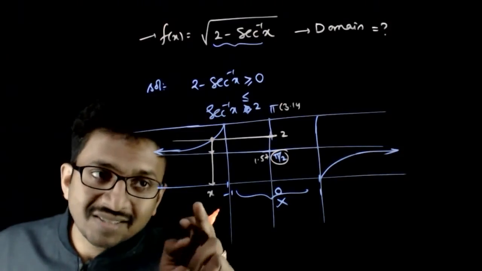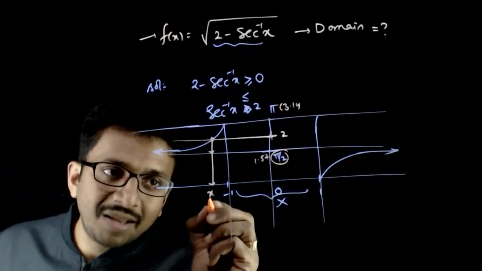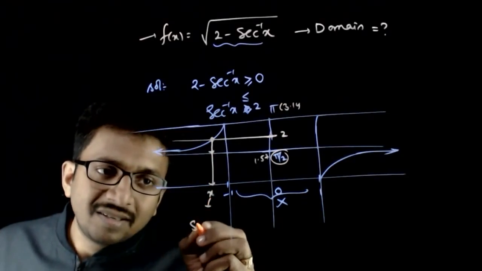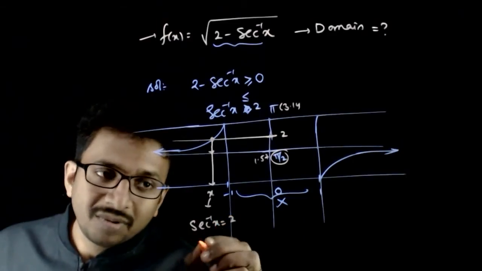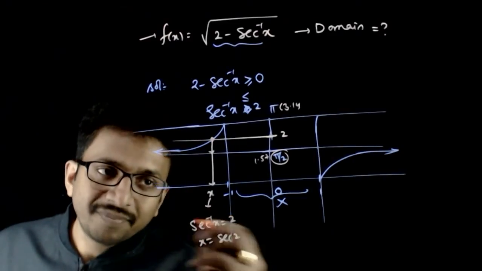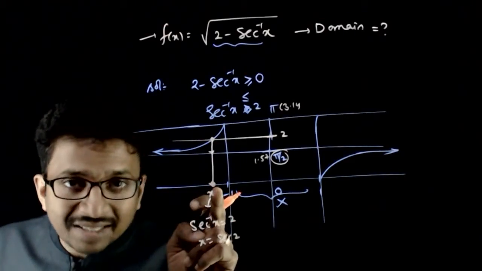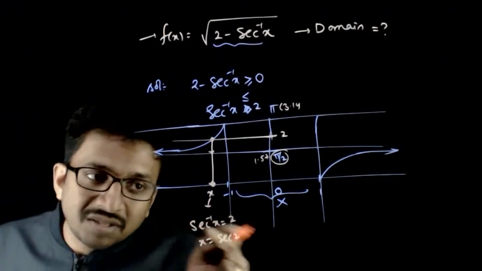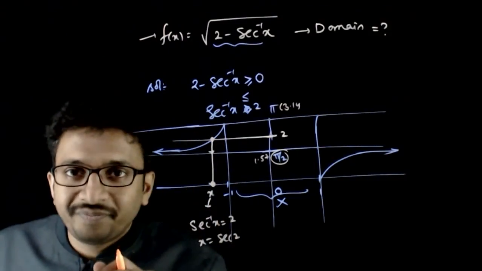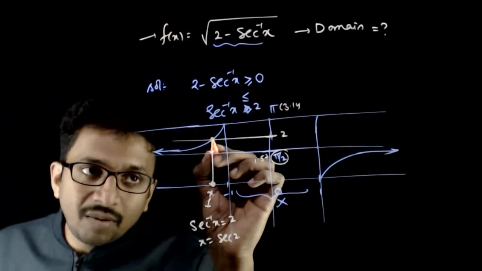So what is this x? This x is such that secant inverse of x is equal to 2. That is, x is equal to secant 2, right? So this x is nothing but secant 2. And corresponding to this x, secant inverse will be equal to secant inverse of secant 2, which equals 2. So at this x, secant inverse of x is exactly equal to 2.